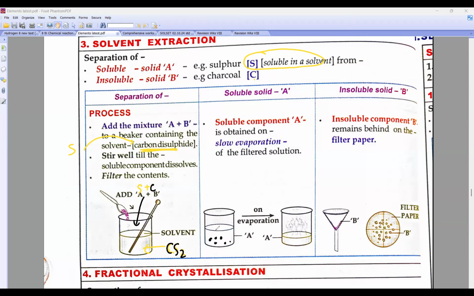Carbon will remain like this only. Sulfur will dissolve. Now I'll put this on filter paper. On the filter paper, who will settle? Carbon. And who will pass through? In the filtrate, what am I going to get? Sulfur, which is dissolved in carbon disulfide. Clear? Then I'm going to heat it. All my carbon disulfide will disappear because it is a solvent. Now only sulfur will remain. So look, carbon is separated and sulfur is also separated.